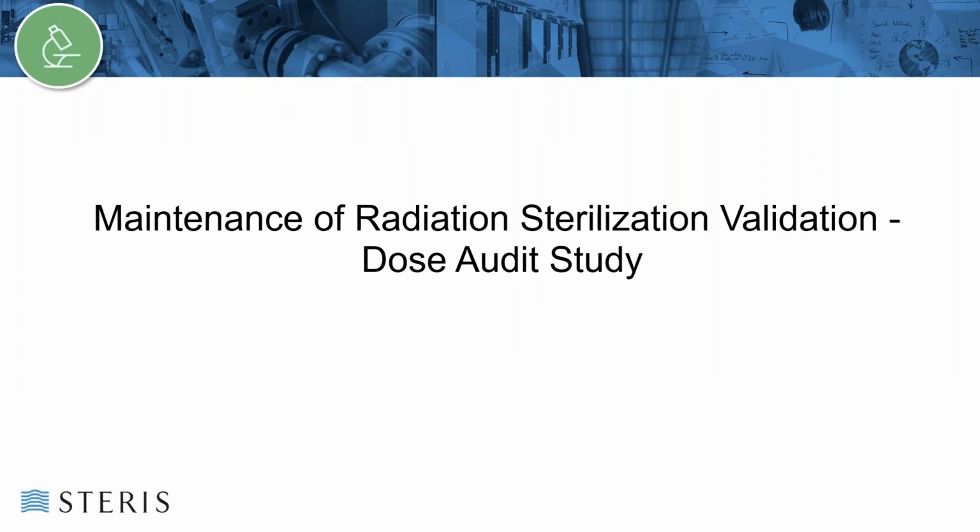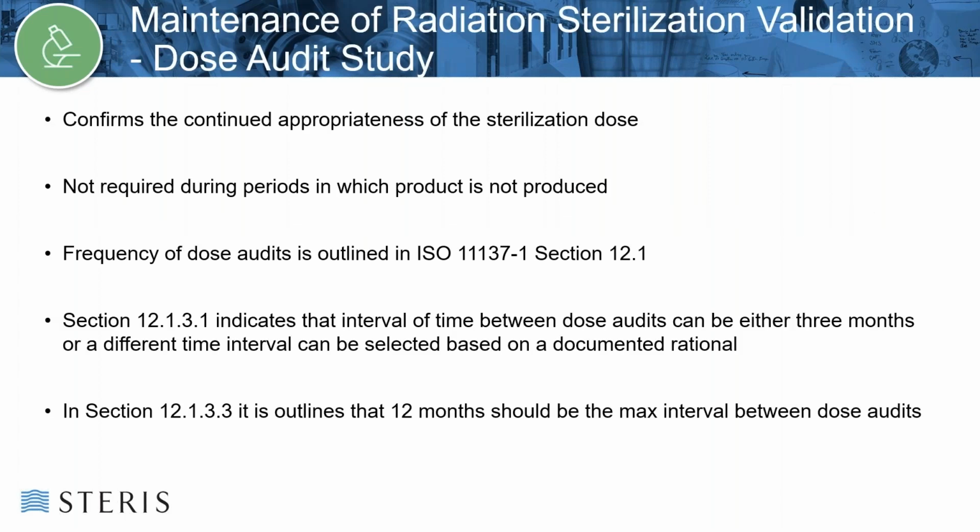Once there is a validated radiation sterilization process, dose audits are performed on a regular basis to ensure maintenance of the radiation validation. ISO 11137-2, section 10.1 states that dose audits are carried out to confirm the continued appropriateness of the sterilization dose. This dose audit confirms that bioburden is under control and that the sterilization dose continues to achieve the required sterility assurance level.